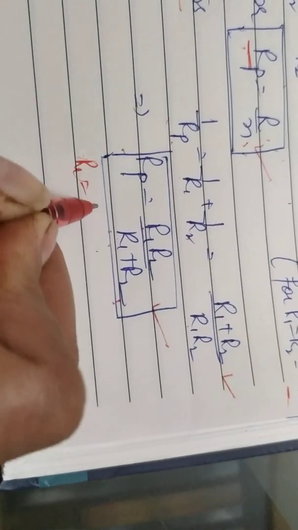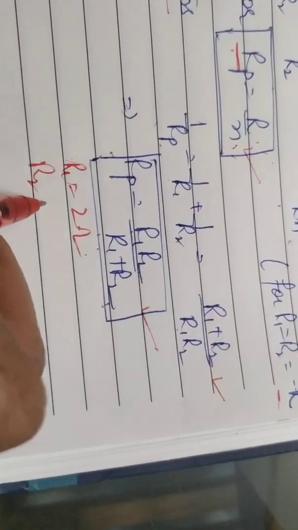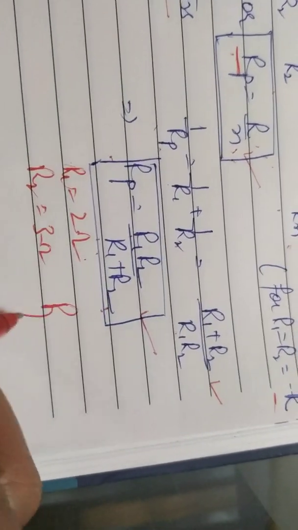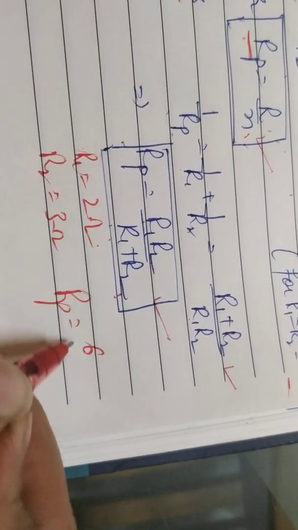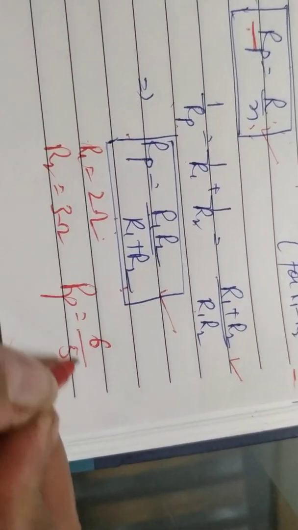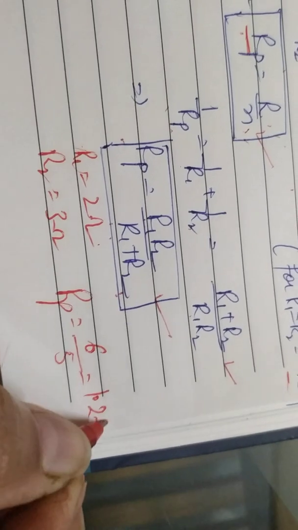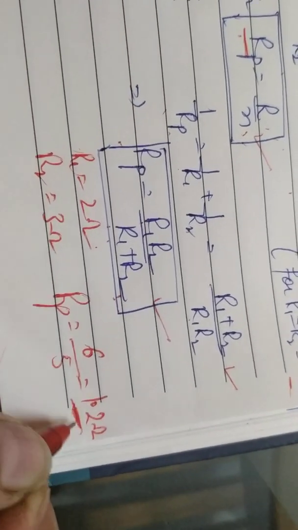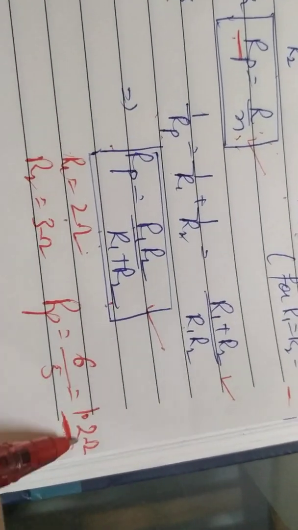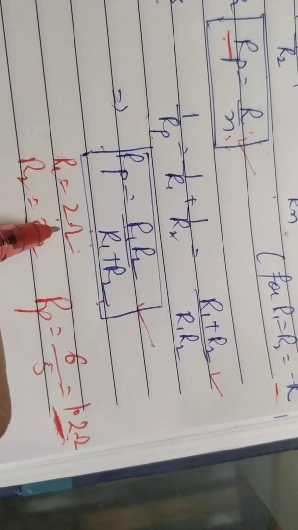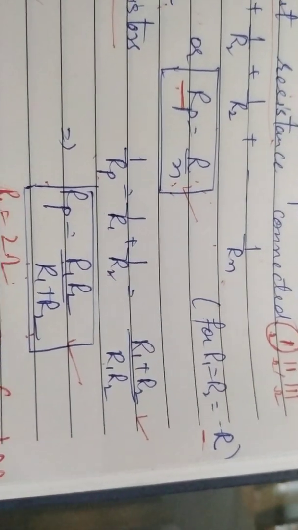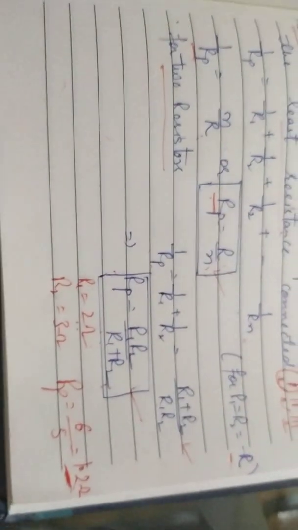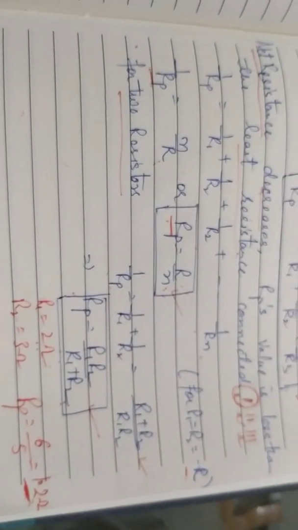Like R1 is 2 ohm, R2 is 3 ohm, and Rp will be 2 into 3, 6, upon 2 plus 3, 5, that is 1.2 ohm. Again the result is less than 2 ohm, that is less than the least resistance connected. So this was all about combination of resistance. After this we are able to solve the numericals. Thank you so much.